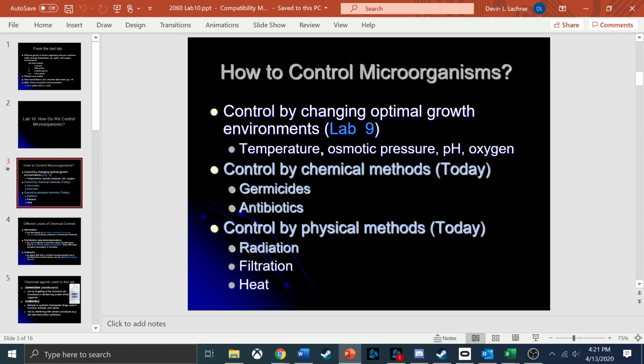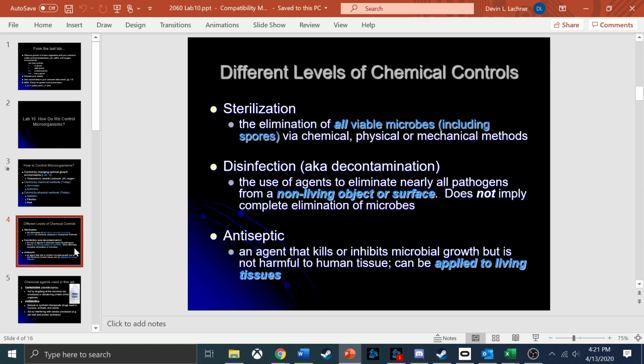Today we're going to be testing the chemical methods and the physical methods, or we would be testing technically. The different levels of chemical control are sterilization, disinfection, and antiseptic. These are differentiated because sterilization is the elimination of all viable microbes, including spores. Sterilization is the elimination of everything, all the different microbes, spores, everything on there.